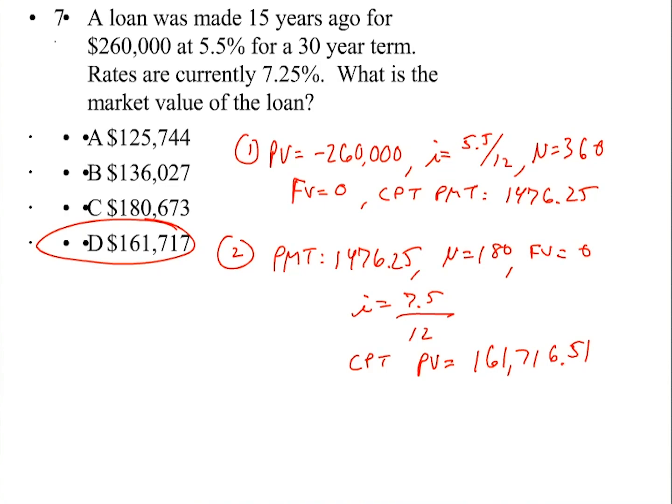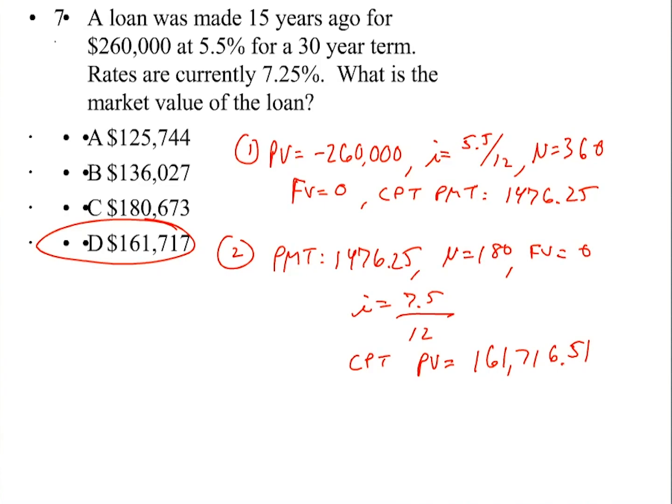A loan is made 15 years ago, $260,000 at 5.5% for 30 years. Okay, rates are currently 7.25%. What's the market value of the loan? So the first thing we have to do is find out, well, what was the payment of the old loan? So we borrowed $260,000 at 5.5 divided by 12. It was for a 30-year term, so 360, fully amortizing, future value 0, and we compute the payment, $1,476.25.